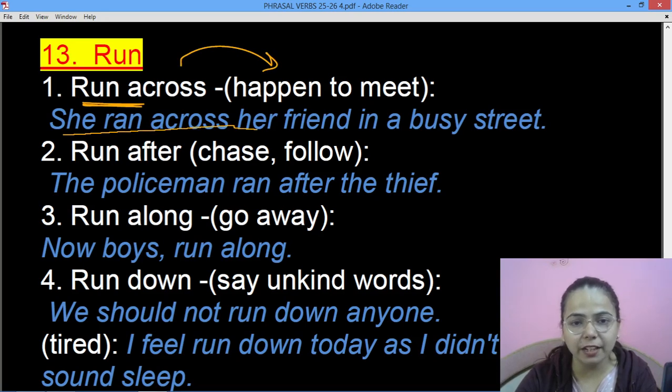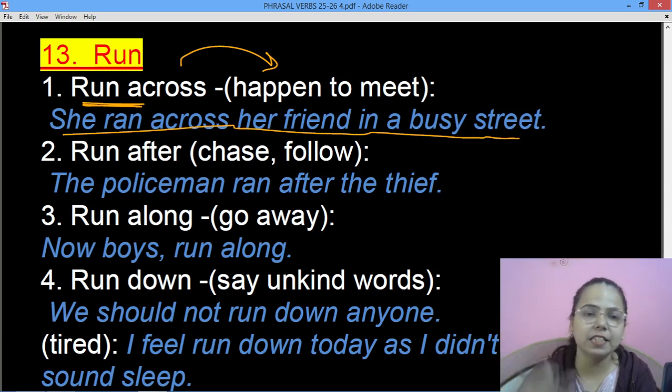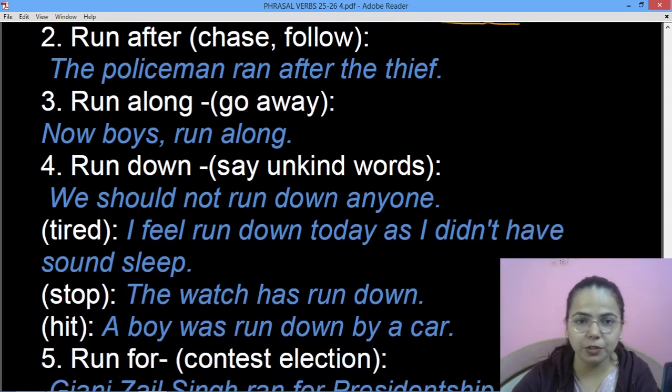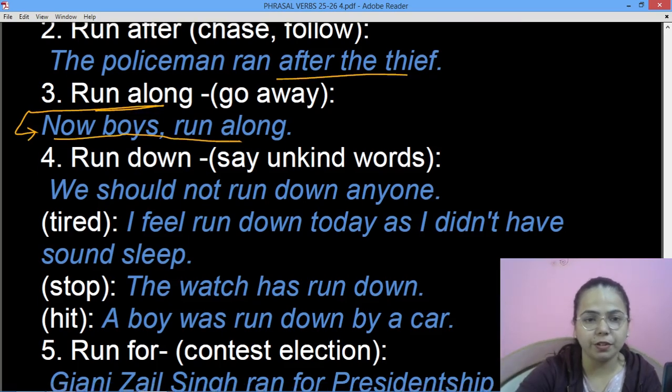Okay, then next is run across, which means to happen to meet. She ran across her friend in a busy street means you suddenly meet someone. Then run after means to chase or follow. The policeman ran after the thief. Run along, now, to go away. Now boys, run along means to go away from here.